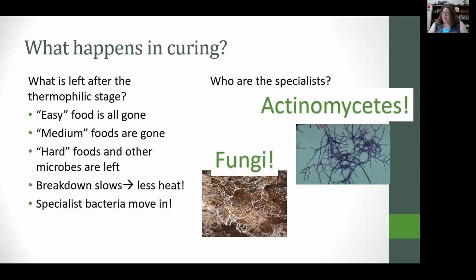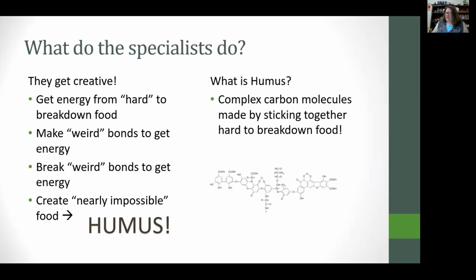They're going to work on those hard foods. They're going to work on those microbial bodies, and they're going to create a material that is more of what we would call a humus. These guys do weird things. They make weird bonds. They break weird bonds, and they make what we call an impossible or a nearly impossible food. Nothing wants this stuff.